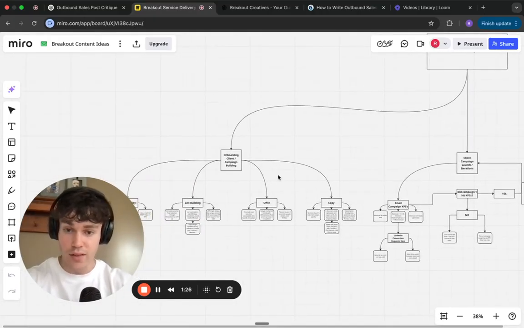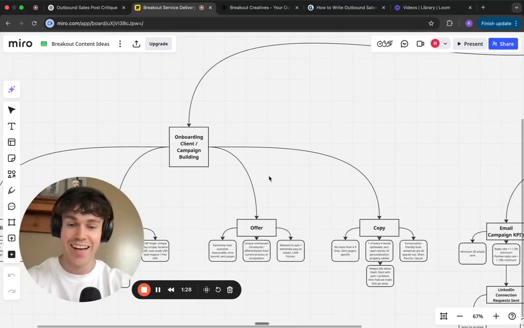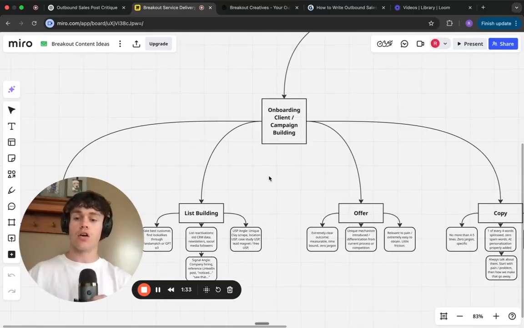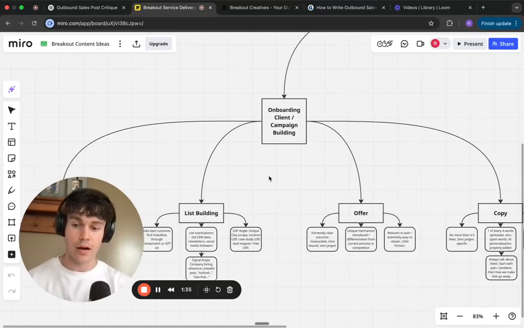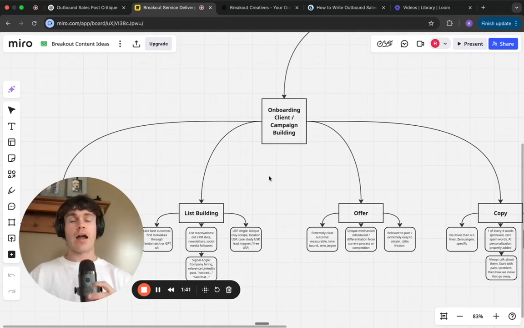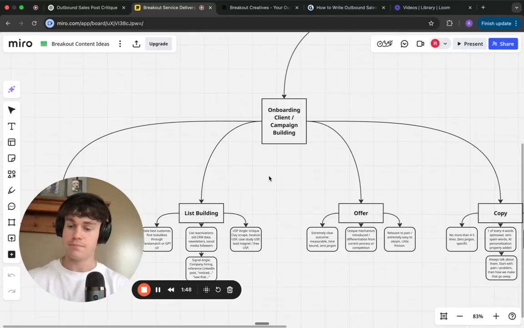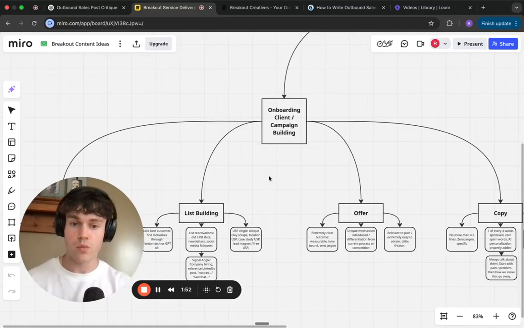Now, this is going to lag a lot because I have a lot of text on the screen here. When you are onboarding a client, well, I guess that's more if you're an agency, but if you're just building a campaign for your company, I got it down to 4 main things. If you focus on these 4 things and you're operating on them correctly and following the ideas I give you in this video, I think there's no reason why you shouldn't be able to have a killer outbound campaign.